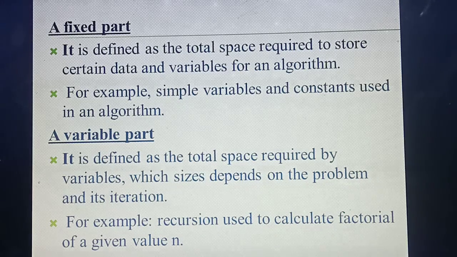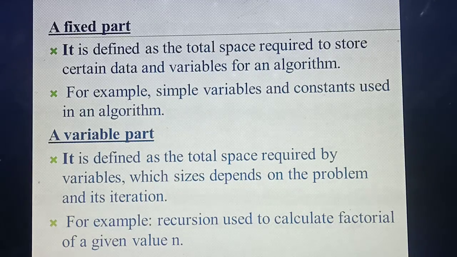Listen, the variable part means here also you are going to calculate how much space is required by the variable, but it will change. That means the memory space for storing variables, the size of the memory, will change based on your problem and its iteration. What do you mean by iteration? For example, last year you studied the loop concept, isn't it? For I equal to 0, for example.